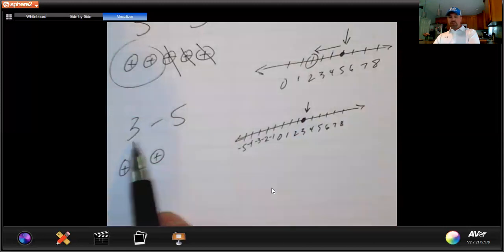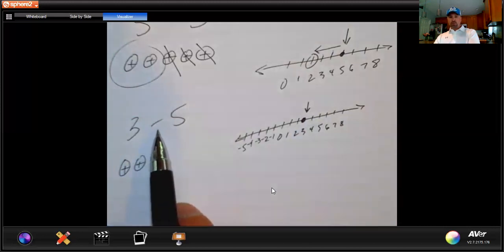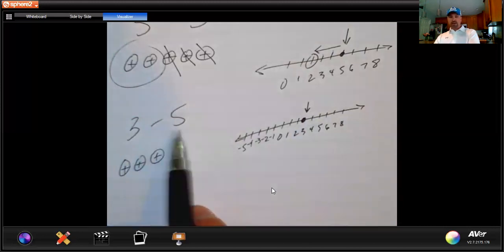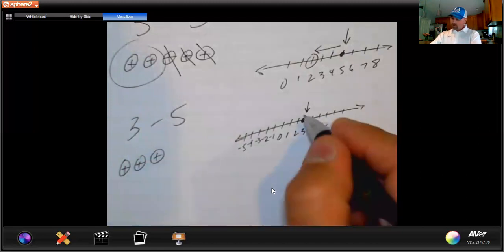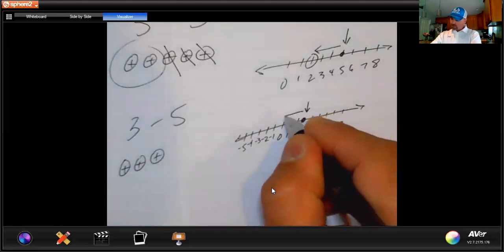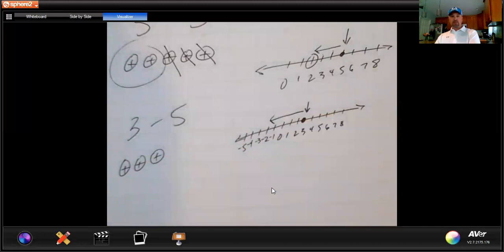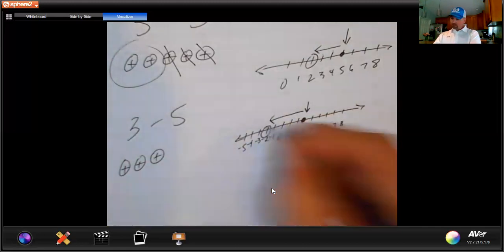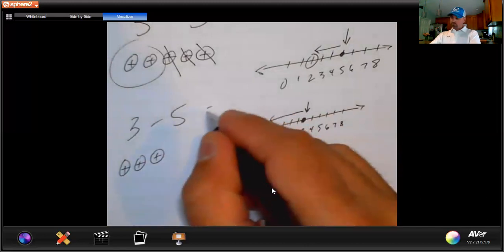And now we look and see which way we're going. We're going back 5. So if I start at the 3 and go back 5, notice where I end up. I end up at -2.